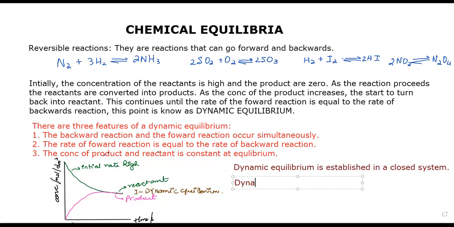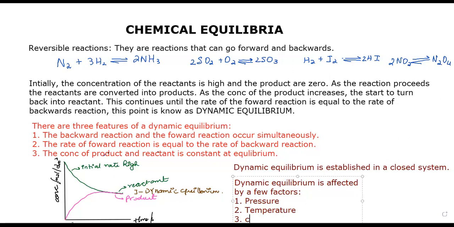Then dynamic equilibrium is affected by a few factors. Factor number one that we're going to take a look at is pressure. Factor number two is temperature. And finally, we are going to take a look at catalyst as well. It might not have an effect if you remember your IGCSE, but we're still going to discuss catalyst just for the sake of revising what we're doing. We are going to take a look at all of these three factors individually, one by one.